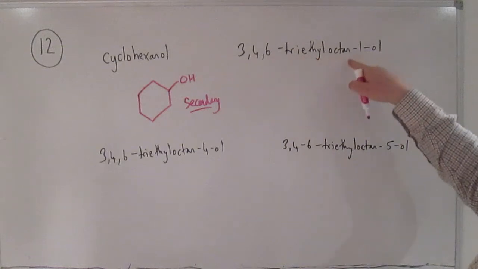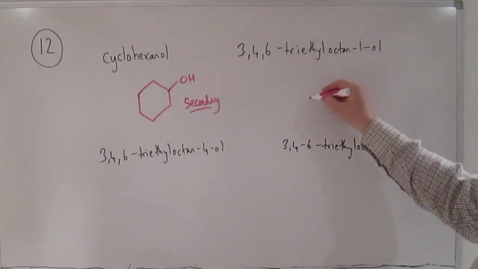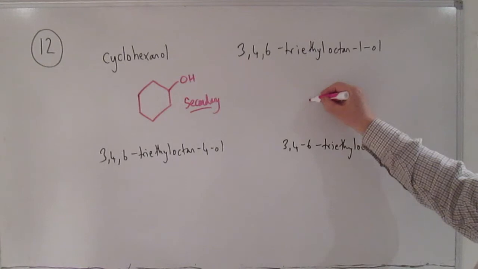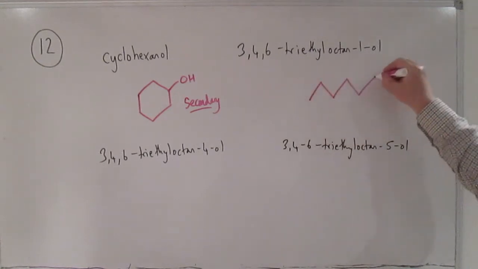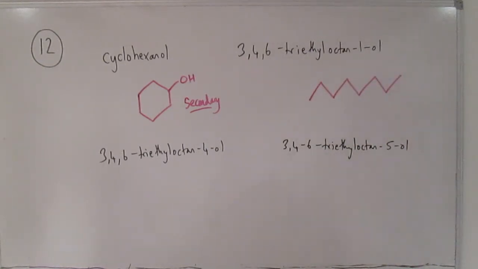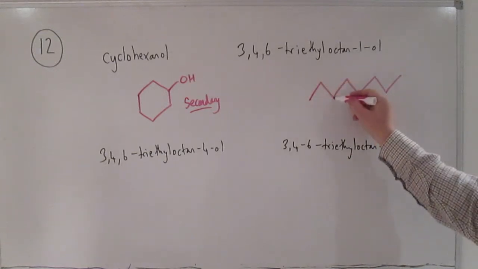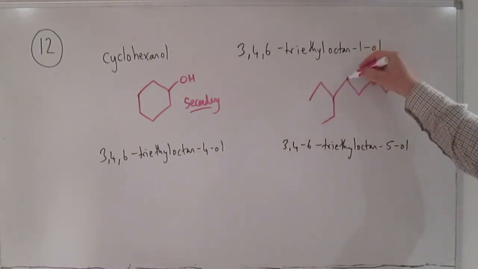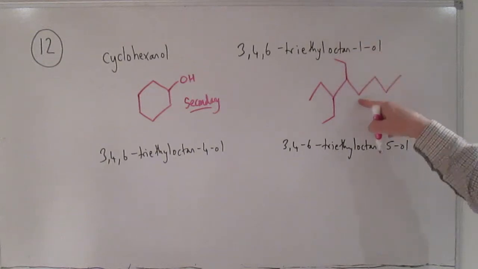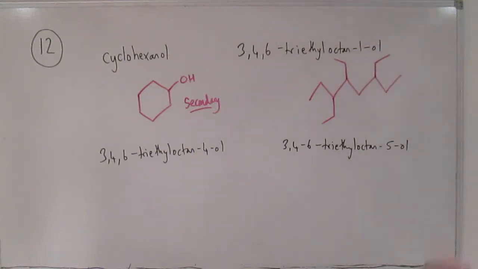So we've got 3,4,6-triethyloctan-1-ol. So octan is a chain of 8, 1, 2, 3, 4, 5, 6, 7, 8. And no carbon-carbon double bonds, that's what the an means. And then 3, 4 and 6 have ethyl groups, which are 2 carbon branches. So if that's carbon 1, 2, 3 has an ethyl group, 4 has an ethyl group, that's 5, and 6 is here, which also has an ethyl group. So that's 3,4,6-triethyloctane.